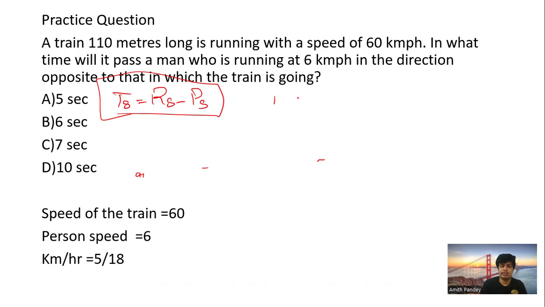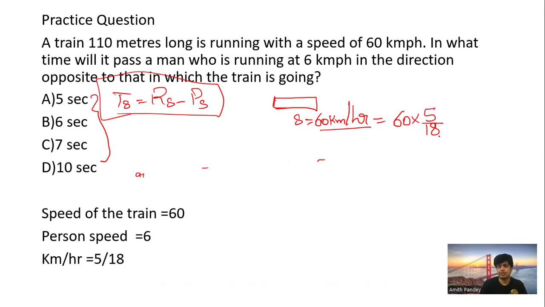Let's say, just imagine this is a train. Sorry, my drawing is not that great. Which is running with the speed of, what is the speed? 60 kilometer per hour. Speed is given, and as you can see, all the options are in seconds. So the first thing you have to do is change the speed from kilometer per hour by multiplying by 5 by 18. That is 50 by 3 meter per second.